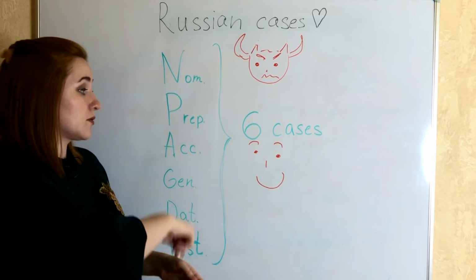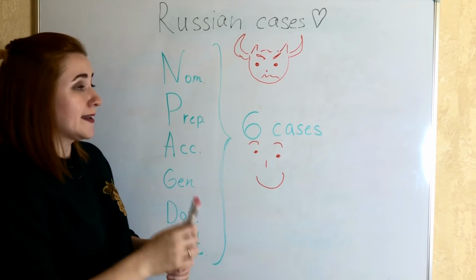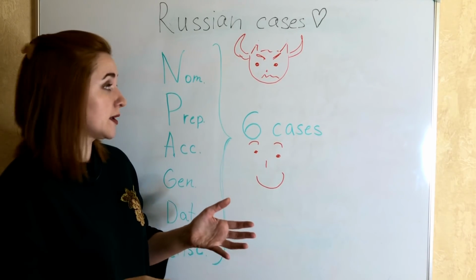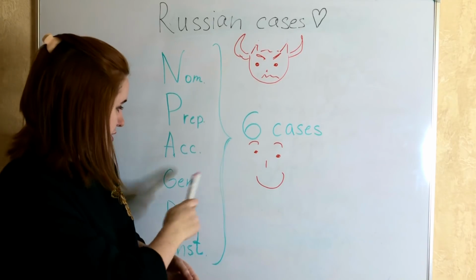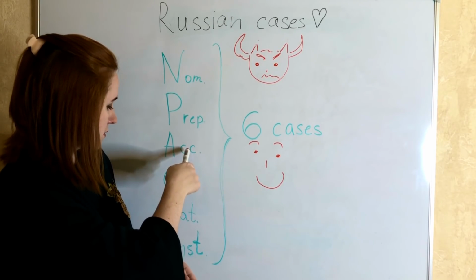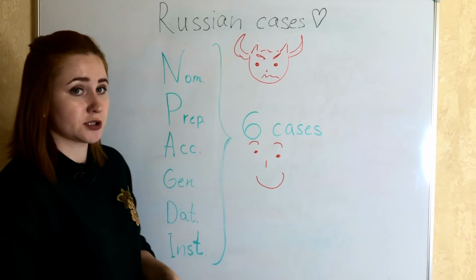And as for the order in which to learn them, never ever learn them how Russians do. In Russia, we learn them: nominative, genitive, dative, accusative, instrumental, and prepositional.